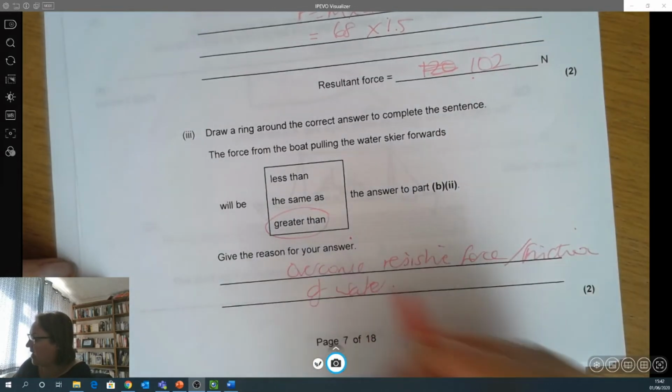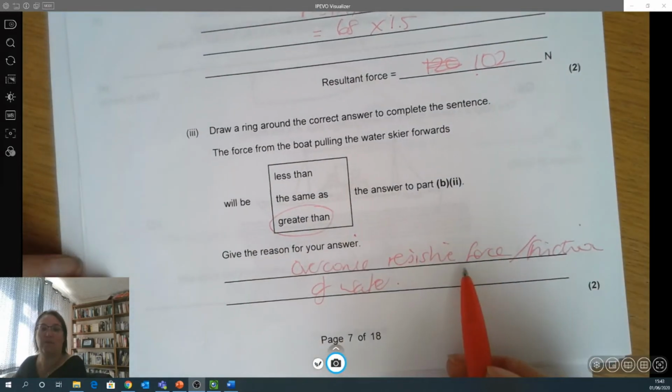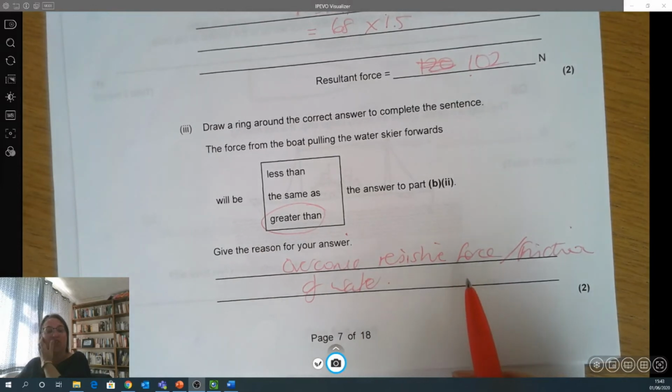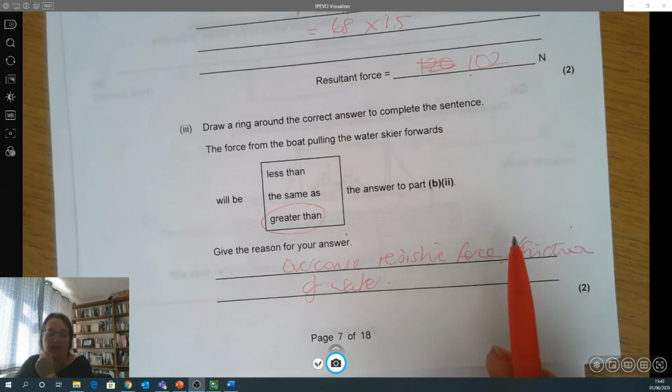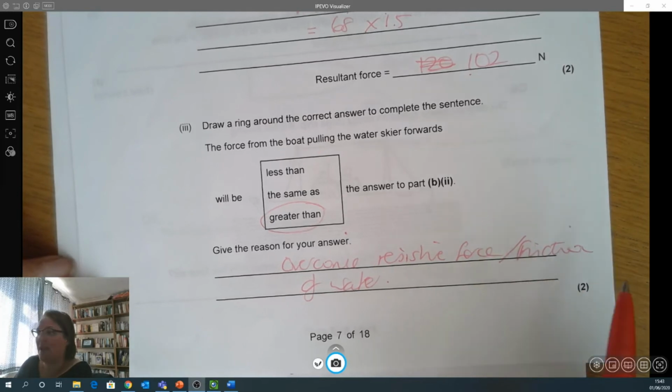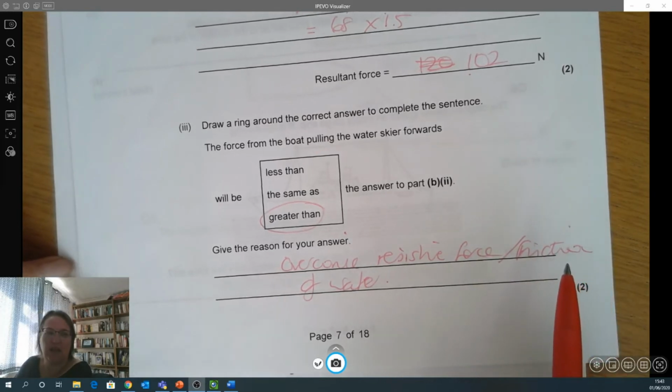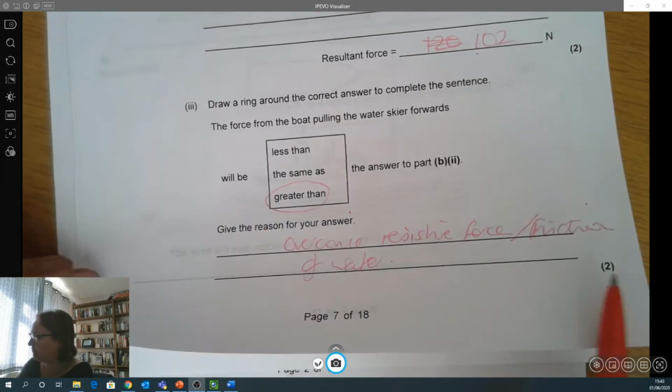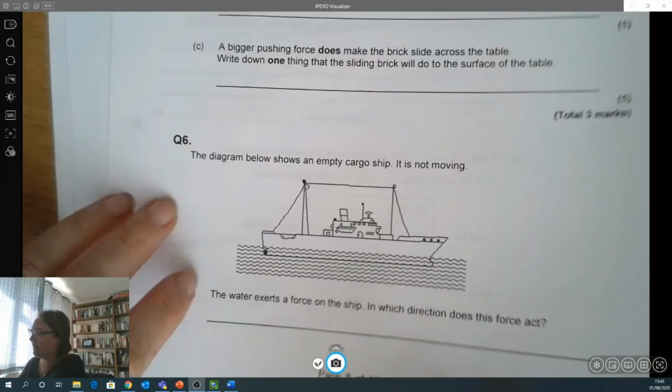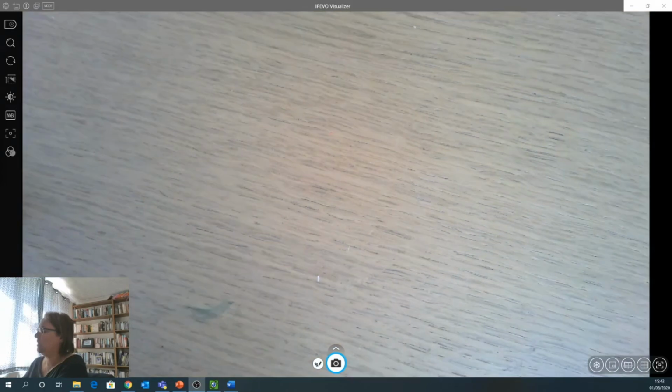Not many people can name that force. There weren't many people who managed to name resistive force or friction. Some people called it water resistance, and there were some quite bizarre names. If in doubt, call it friction. So be careful with your naming of that force. Some people call it upthrust, apparently. Water resistance would probably get it in this case, actually, wouldn't it?